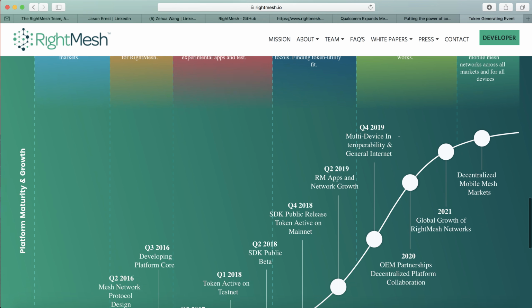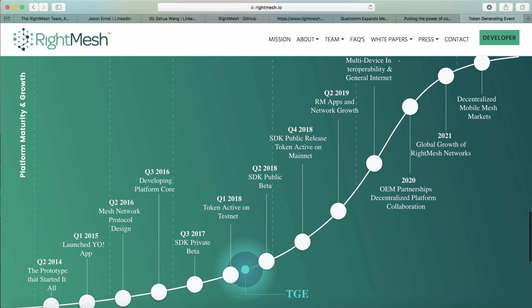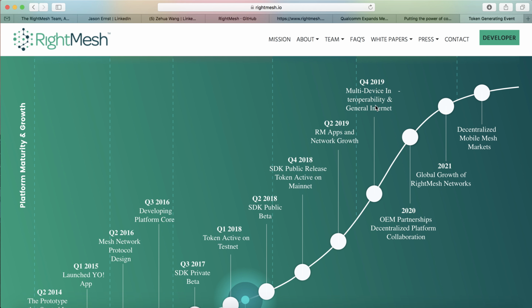And the roadmap, they have a pretty long roadmap. In Q1, they already have the token active on testnet, and then in Q2, the SDK public beta. In Q4, they are going to do a public release and have the token active on mainnet. Then in Q2 2019, RightMesh application network growth, and in Q4, multi-device interoperability and general internet as well. In 2020, they're going to do OEM partnerships. In 2021, global growth of the RightMesh network, and then they will have a decentralized mobile mesh network.